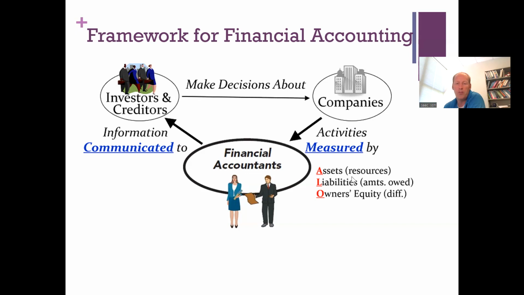Well, those companies have to provide information. They have to measure their activities, what they're doing, from a financial perspective, day in and day out. They measure those activities, and it's pretty wild, but we can summarize all of their activities in 3 broad areas. So related to the assets of the company, those are the resources that the company has available to it. So that could be cash, that could be machinery, that could be their buildings, stuff like that.